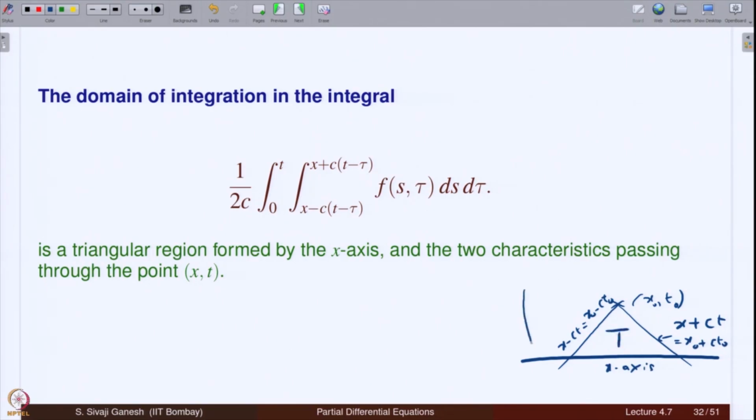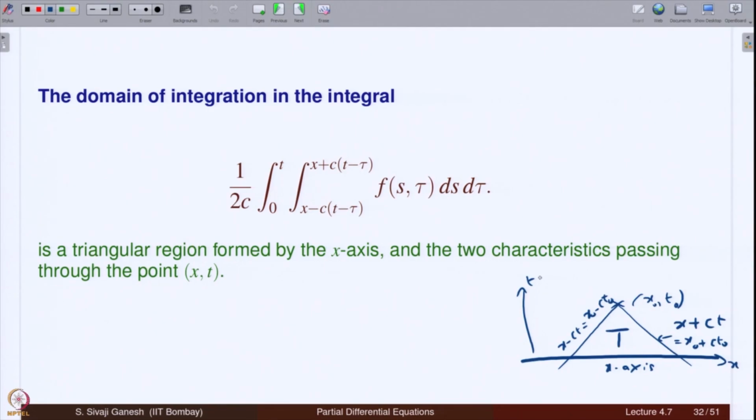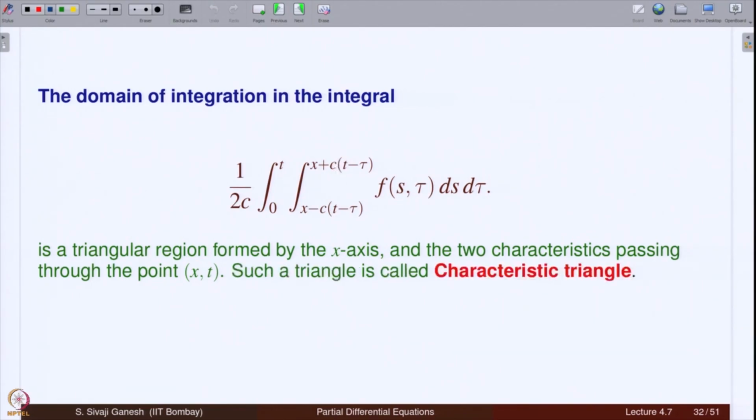If you see, this is where we plot x and t here. So here, this formula you just read with x0, t0, this point is t0. You fix anything in between, let us say t equal to tau. Then you are going from this point to this point. This is precisely the two points here, this and this. So this triangle is called the characteristic triangle.